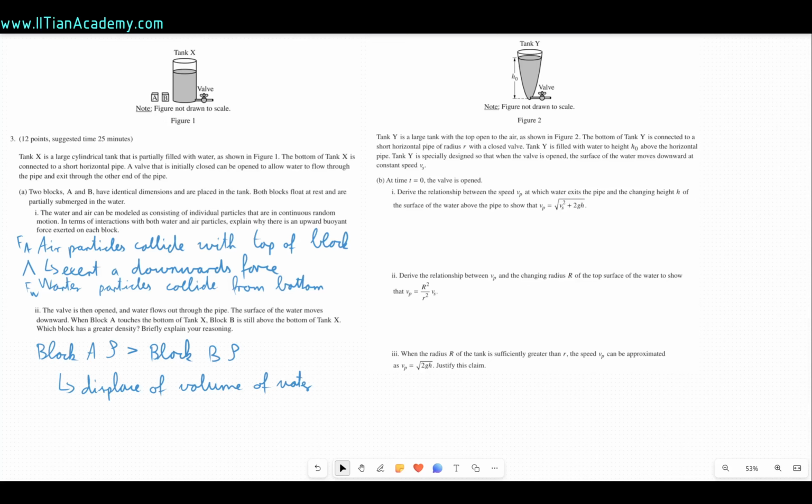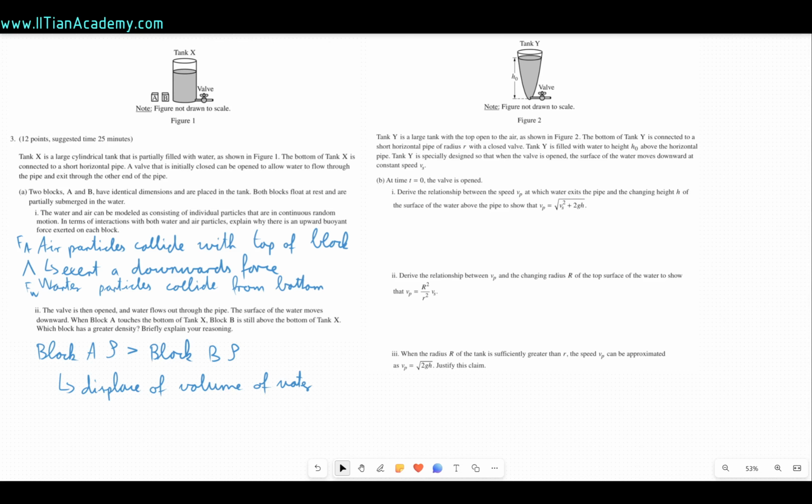So in part B, we have this tank Y now, which has an open top, open to the air, and we're told it is connected to a short horizontal pipe of radius r, which is a height h0 above the surface of the water level. And we're told that the top of the water level is moving downwards with a constant speed of Vs. And we're told at time t equals 0, the valve is opened.